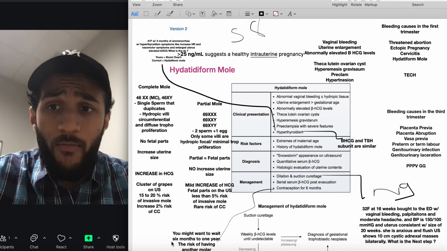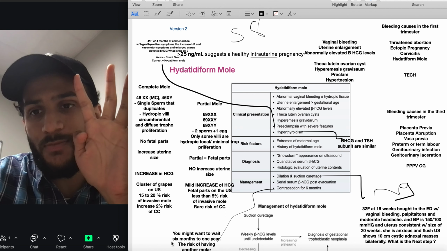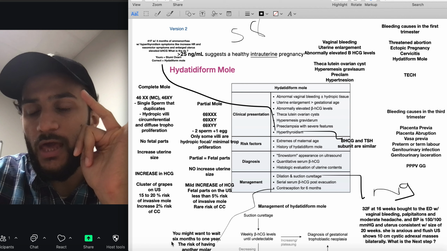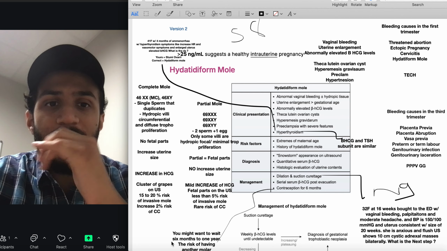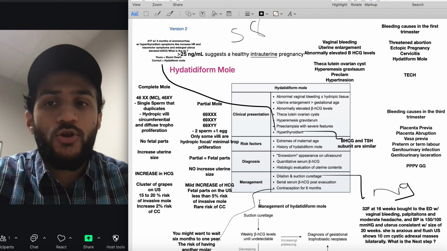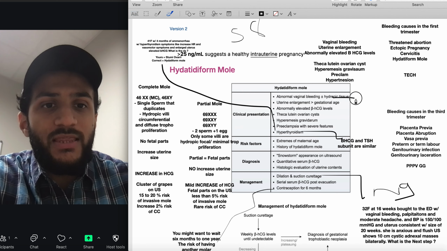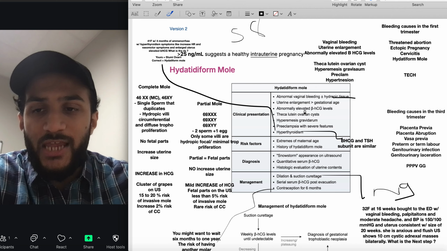Basically, guys, hydatid mole presents as first trimester bleeding. We have four causes of first trimester bleeding: threatened abortion, ectopic pregnancy, cervical cancer or cervicitis, and hydatid mole. It's abnormal bleeding, and it can have hydropic tissue, plus or minus enlargement of the uterus.